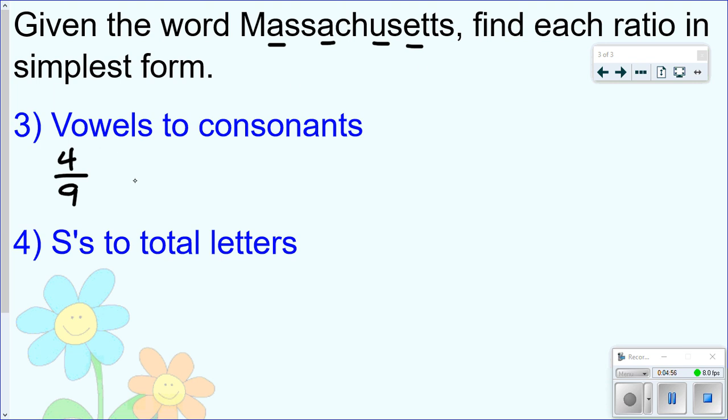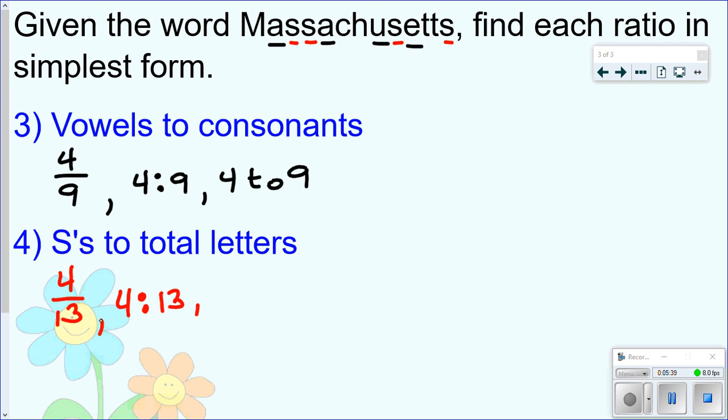It doesn't ask me to write this in three ways, but you could. And this can't be simplified any further, by the way. If it could, I should simplify it. All right, what about S's to total letters? Let's count how many S's there are. So there's 1, 2, 3, 4. There's 4 S's. And how many total letters? Remember, we counted them before. We came up with 13. So 4 to 13. Again, you can write it with colons or with the word to.